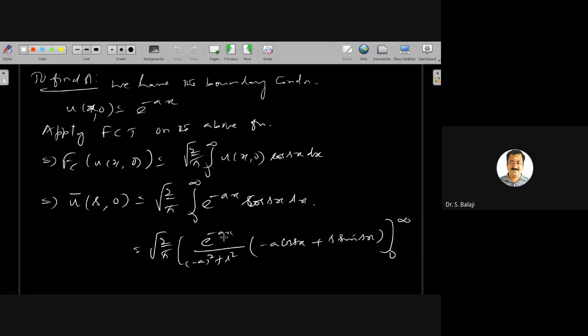Root of 2 by pi, and in the formula, e power minus ax divided by a square plus s square, times minus a cos sx plus s sin sx, from 0 to infinity.